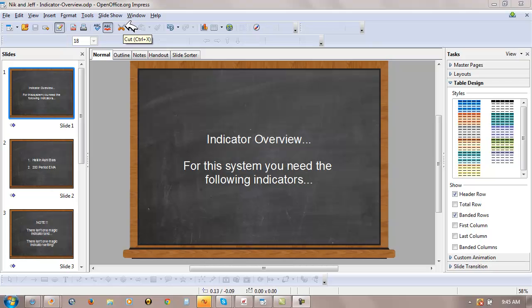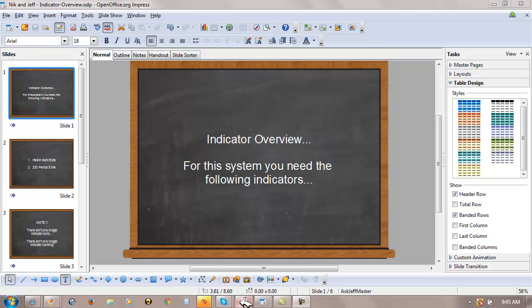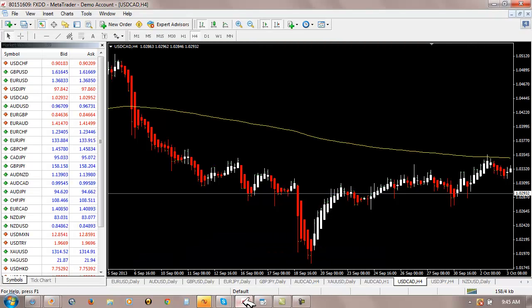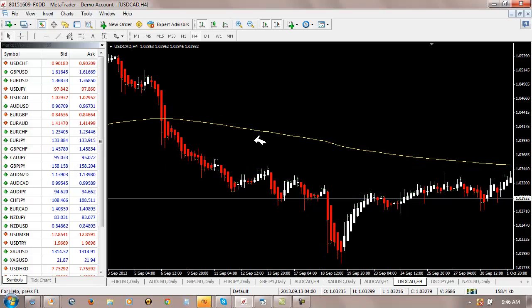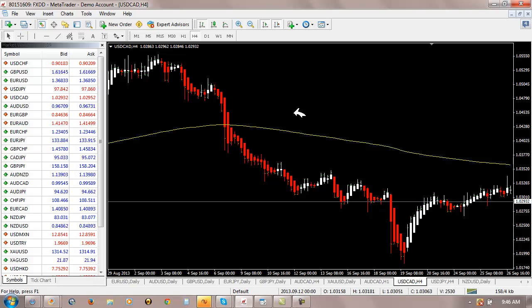So let's actually jump into the chart here. Okay, here it is. Nothing fancy. We're on a US Canadian dollar 4-hour chart here. The red and white bars are simply your Heikin Ashi bars, all right? And then the yellow line is my 200 period moving average. That's it. Super simple.